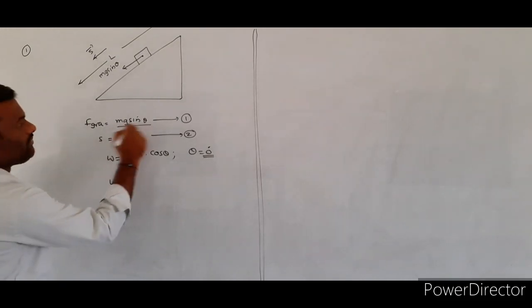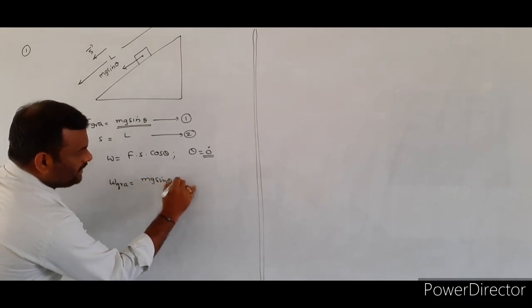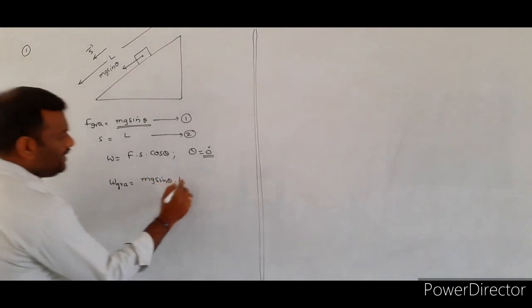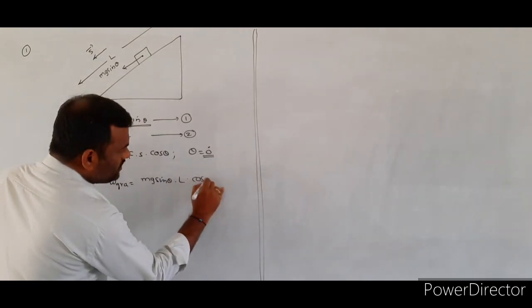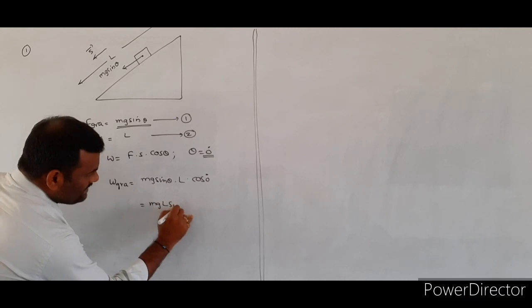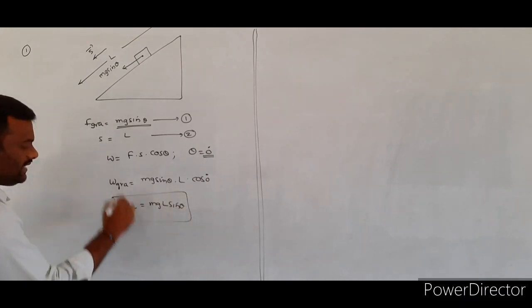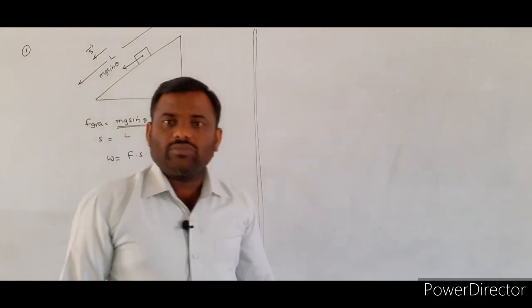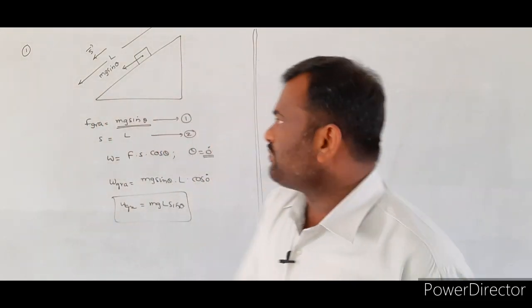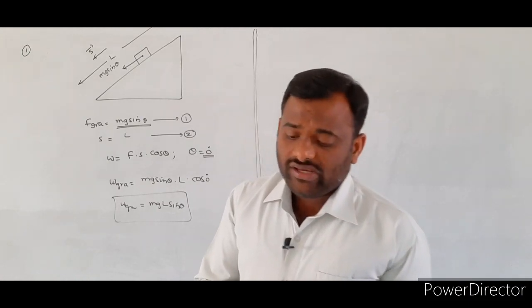What is the magnitude of the force? mg sin theta, and the displacement magnitude is equal to L, and theta value is 0, cos 0 degrees. So this value becomes mgL sin theta. This is the amount of work done whenever the body slides downwards on the smooth inclined plane. So this is the first application regarding the inclined plane concept.